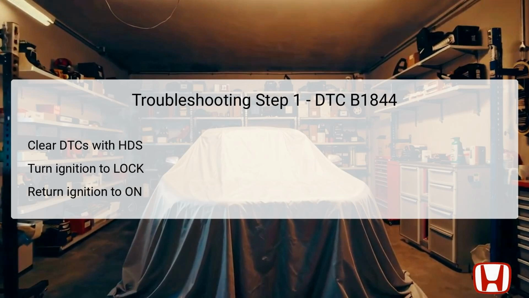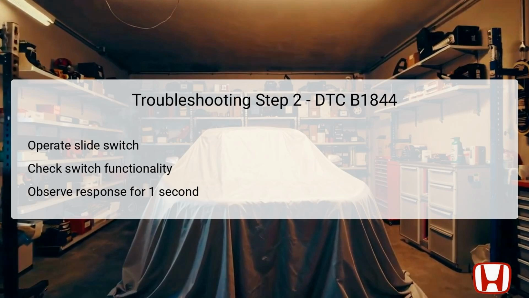After clearing the codes, turn the ignition switch to the lock position, which is the 0 position, to completely reset the electrical system. Following this, turn the ignition switch back to the on position, indicated by 2. This ensures that all systems are active and ready for further diagnostic testing. Completion of this step is critical, as it sets the baseline for subsequent checks and ensures no temporary faults affect the diagnostic process.